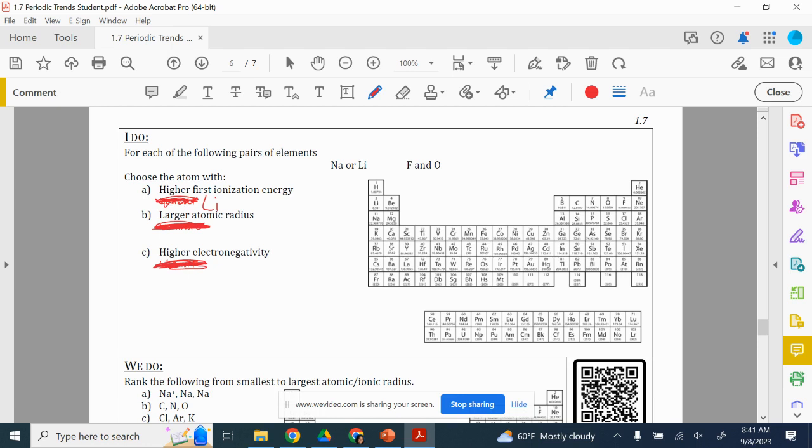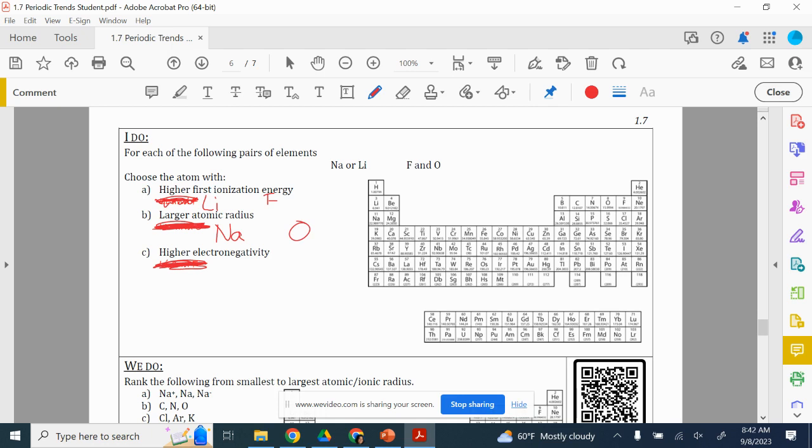All right, fluorine and oxygen. Which one is going to be harder to pull an electron away from? Fluorine, because it has more protons. It has more of a charge in the nucleus pulling on those electrons. All right. Larger atomic radius, sodium or lithium? Which one's going to be fatter? Sodium, because it's gone up a shell. It has more valence shells. Yep, it has more layers to the onion. Fluorine or oxygen? Which one's going to be bigger? Oxygen, because it has fewer protons pulling.